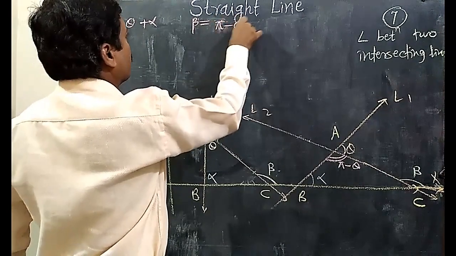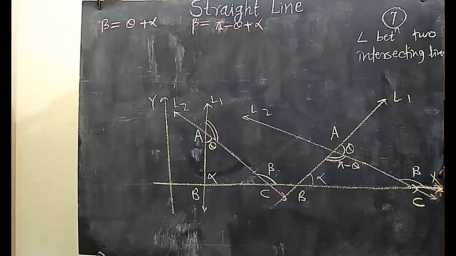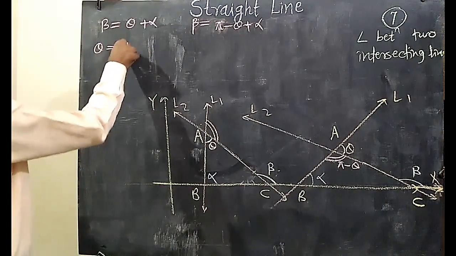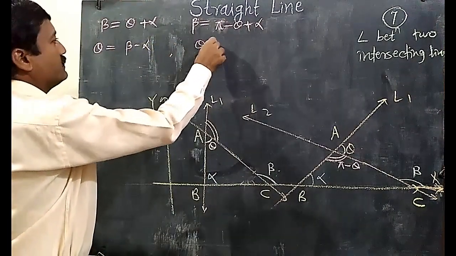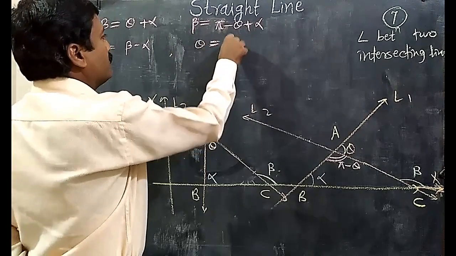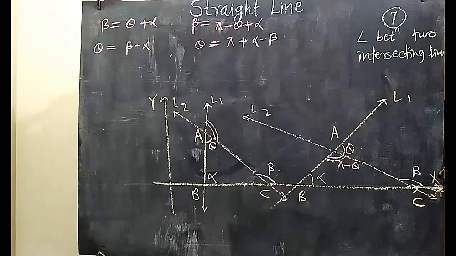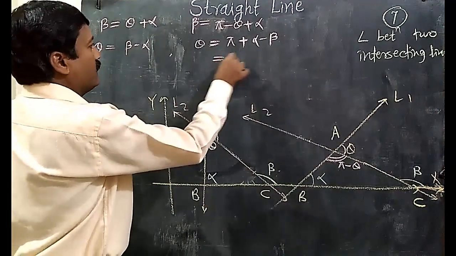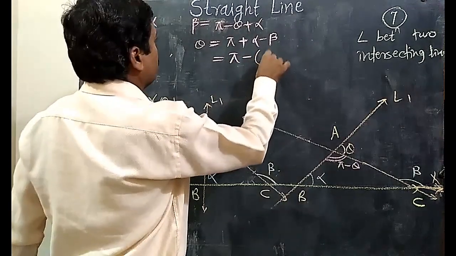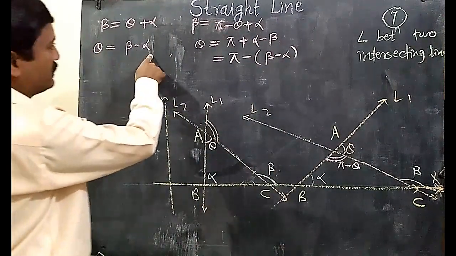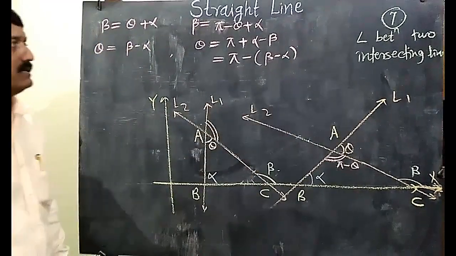Or pi minus theta plus alpha. Anyway, in this situation again we get the difference of alpha and beta. Let us find theta from this. Theta is equal to beta minus alpha, and in the other case, taking this theta to the right, we get theta is equal to pi plus alpha minus beta, or we can write this angle as pi minus of beta minus alpha. So here we get theta is equal to beta minus alpha in the first situation. In the second situation we get theta is equal to pi minus of beta minus alpha.